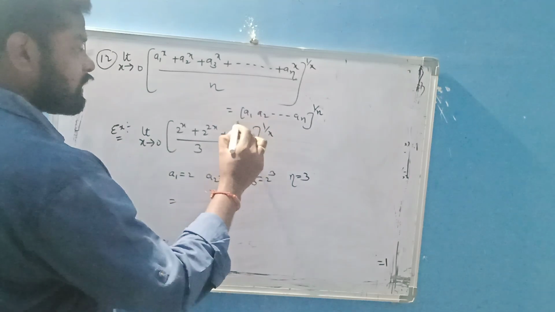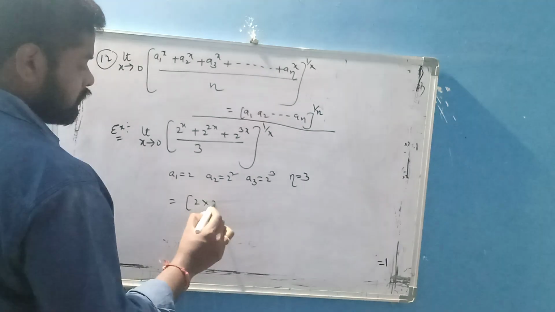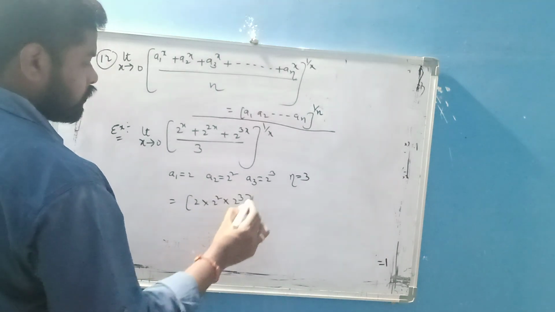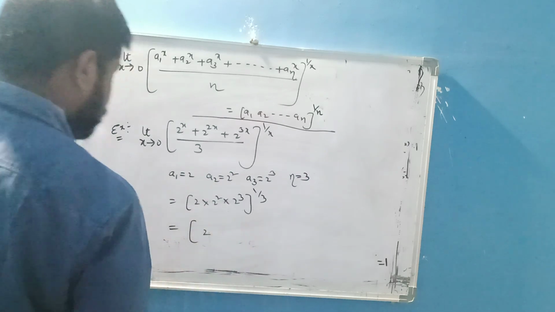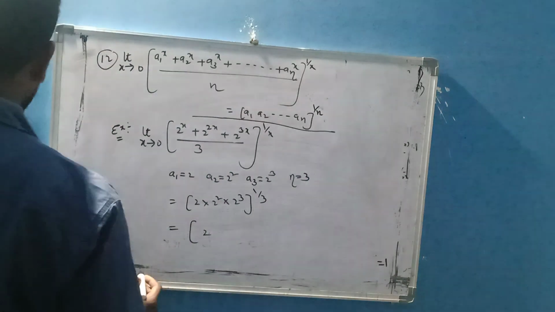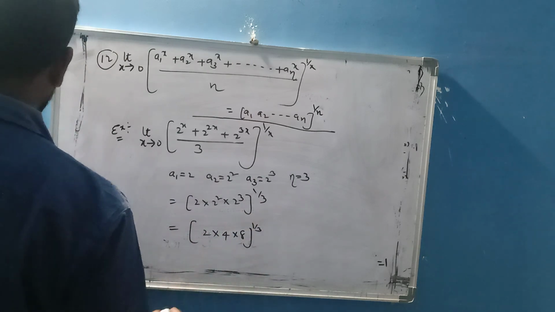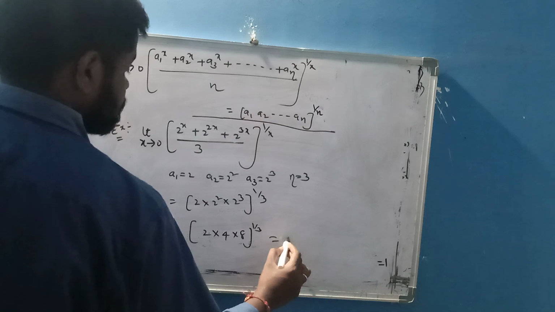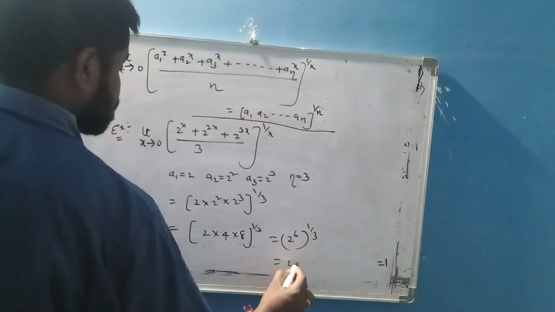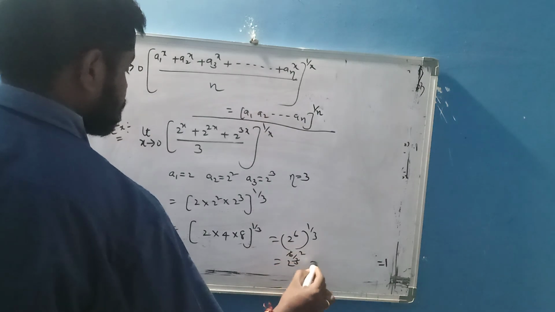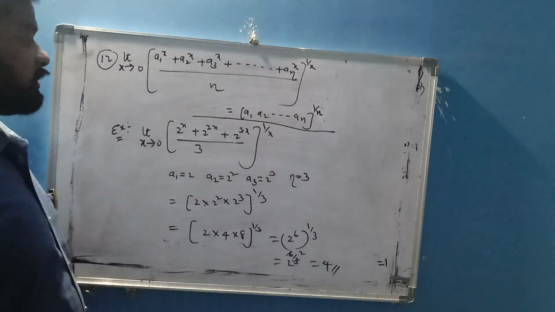Apply the formula: A1 into A2 into A3, whole power 1 by n. That is 2 into 2 square into 2 cube, whole power 1 by 3. Simplify: 2 into 4 into 8, whole power 1 by 3, that is nothing but 2 power 6 whole power 1 by 3. That is 2 power 6 by 3, that is 4 only. Answer is 4.